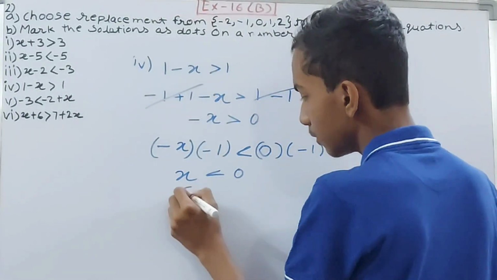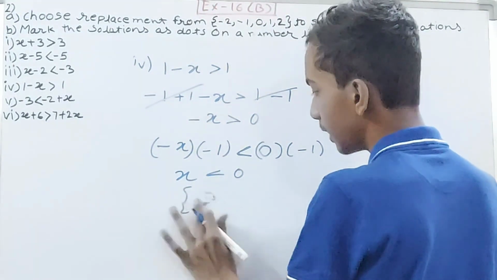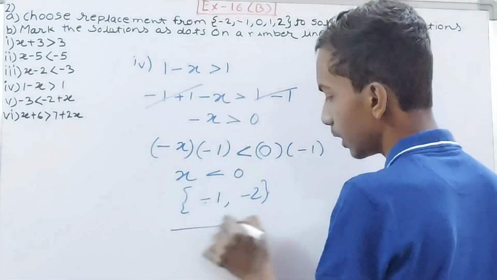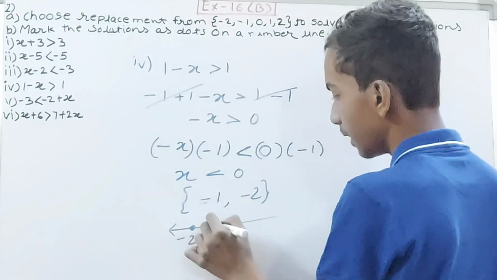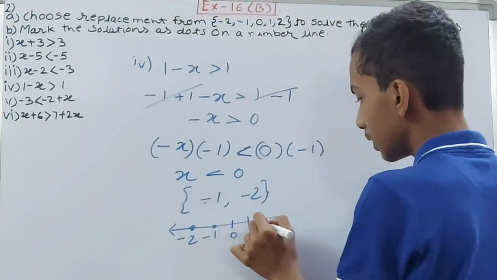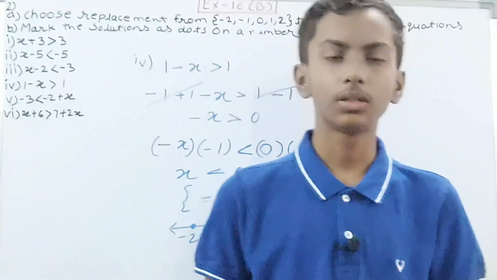So your solution will become what? You're going to have minus 2 and minus 1, right? So here again on minus 2 we'll put a dot, on minus 1 also we'll put a dot, and the rest of the numbers as they are. So that's your number line. Let's move on to the next part.